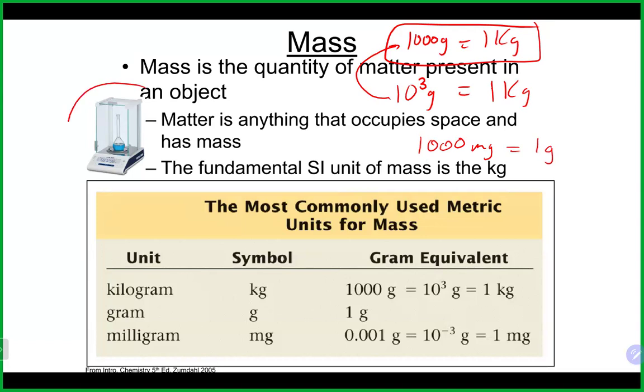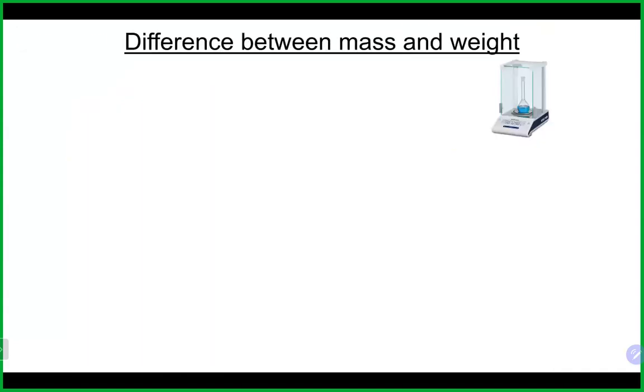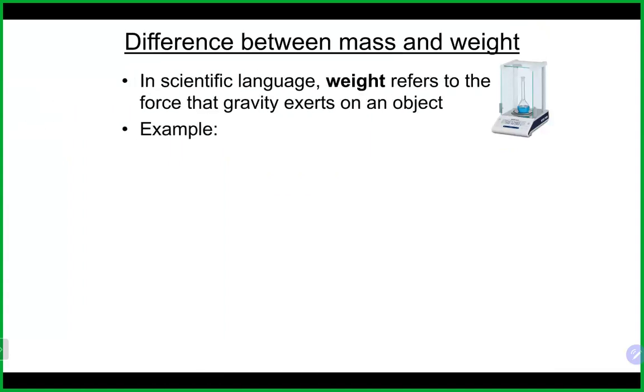This is a balance, which is basically used to measure mass. It's basically like a scale, if you will. And you put whatever you want to get the mass of on it, and it will give you the mass measurement. Now, there is a difference between when we talk about mass and when we talk about weight.